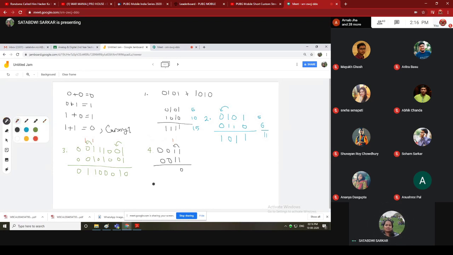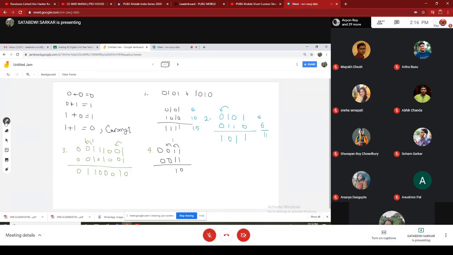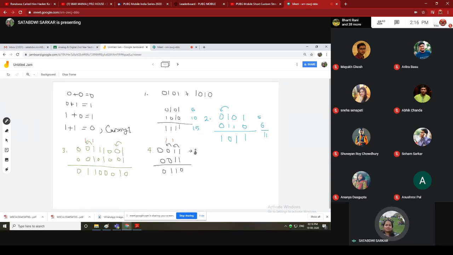Now three ones are there, so the result is 1, and again one carry is generated, and this is the carry one. This is the carry one, red color. And now we have to put this one, because 0 plus 1, that is also 1, and now it is 0. So this is the result. So you can say that this is 3, this is also 3, and this is 6. Okay.